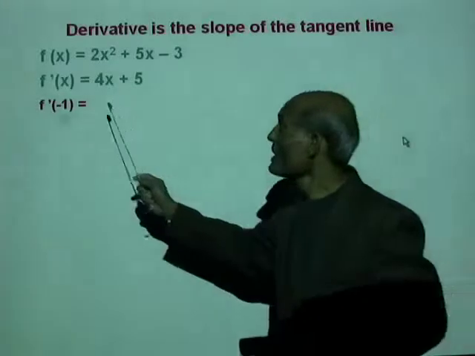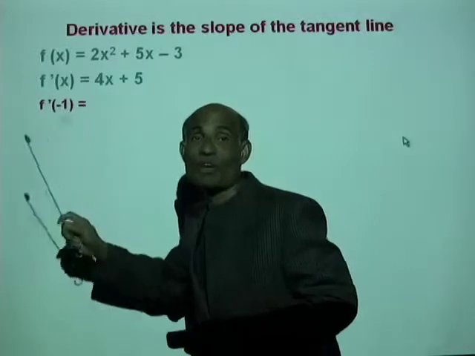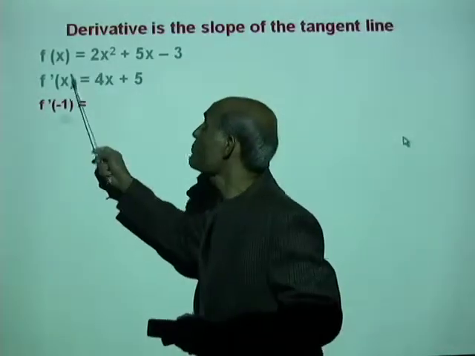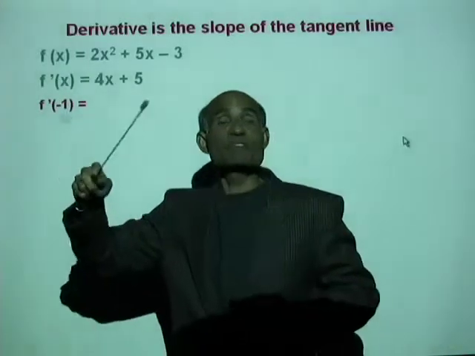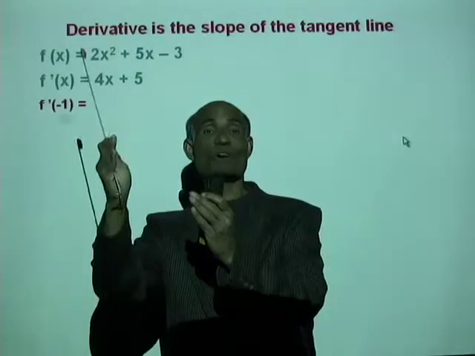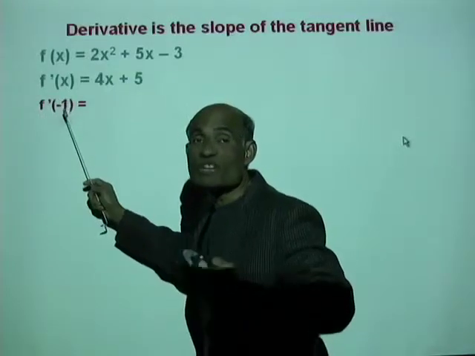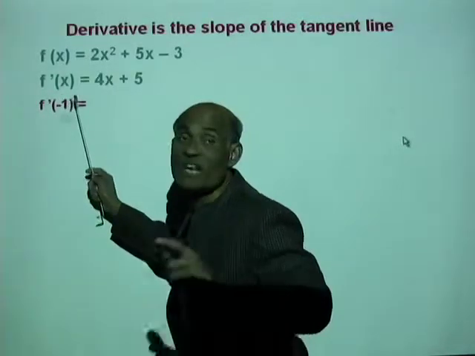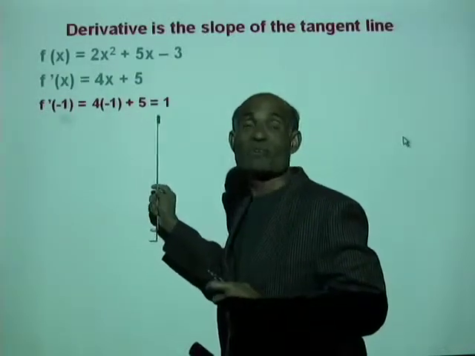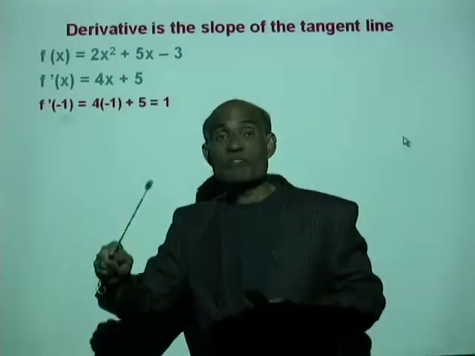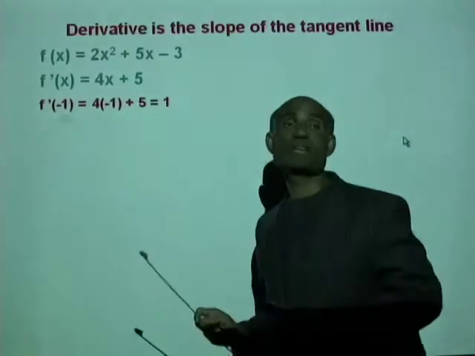That's right. Now what is the meaning of f prime of negative 1? What is the instantaneous rate of change when x equal to negative 1? Now remember, the rate of change will be different at different points. As you move from point to point, the rate of change will be different. So what is the instantaneous rate of change at the instant when x equal to negative 1? Replace your x by negative 1, and that will give you 1. So at the instant when x equal to negative 1, the derivative is 4 times negative 1 plus 5.